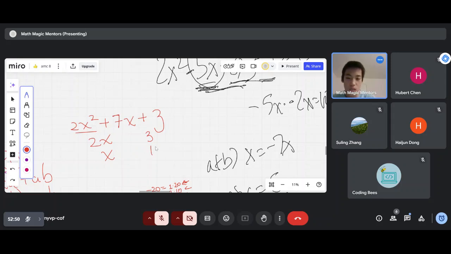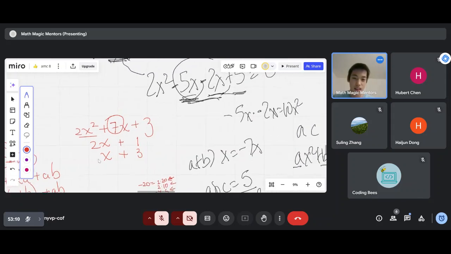Let's just flip it, right? 2x times 3, which is 6x. You add x times 1, which is x. So 6x plus x, that's 7x. Oh, that's what we have right now. So these are our two factors.